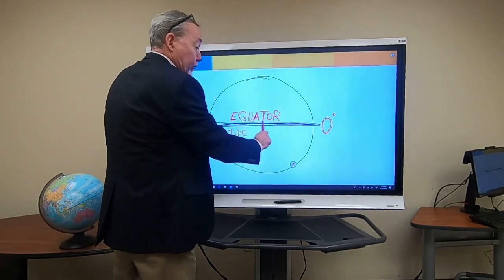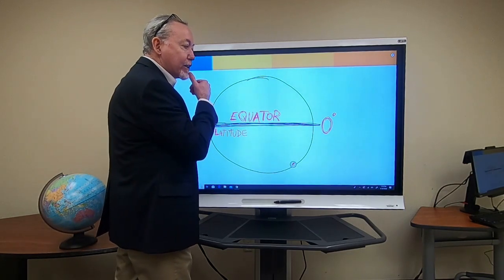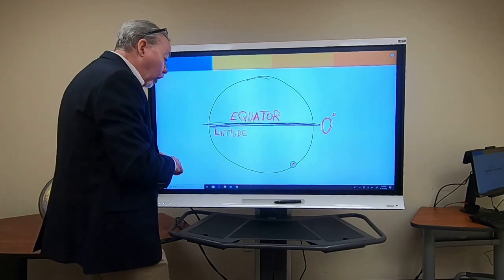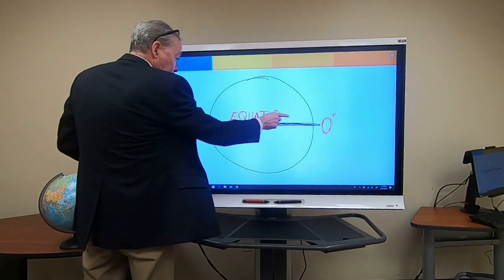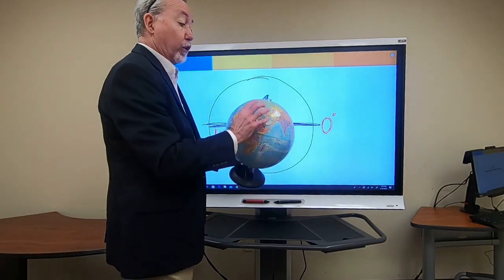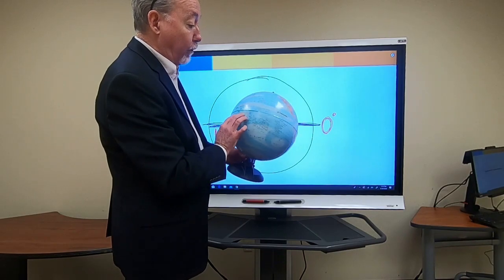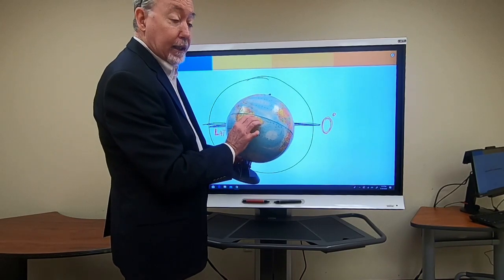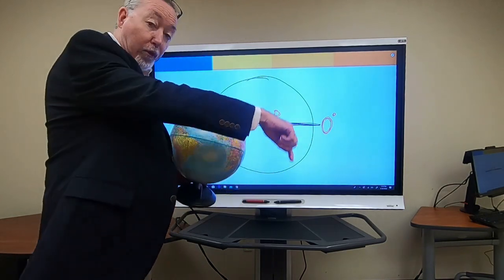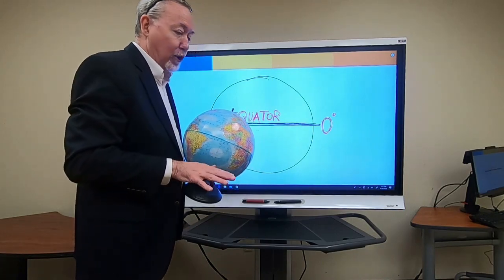It's at 0 degrees latitude. And I want to point this out. Latitude lines are special in that no matter where you are on planet Earth, if you are on the equator, you are still at 0 degrees. It doesn't matter if you're in Africa, here where the equator is, or if you're over here in South America. If you are on the equator, you are at 0 degrees latitude, all the way around planet Earth. Latitude lines are the only lines that do that. Longitude lines don't.